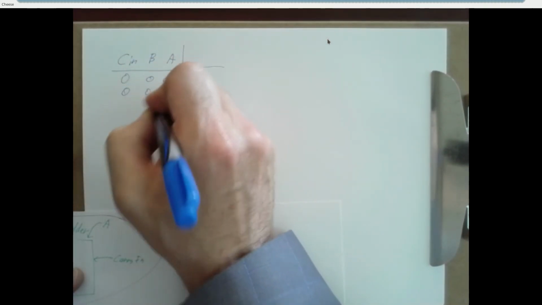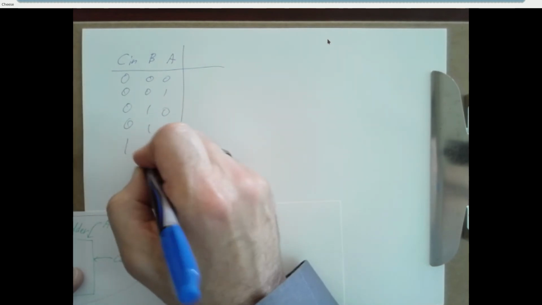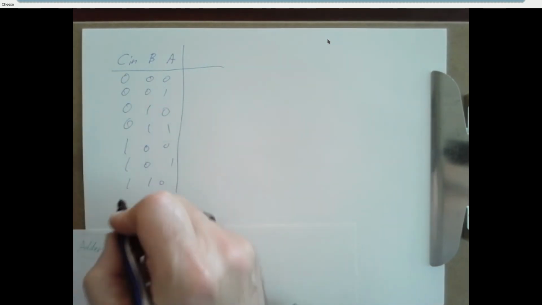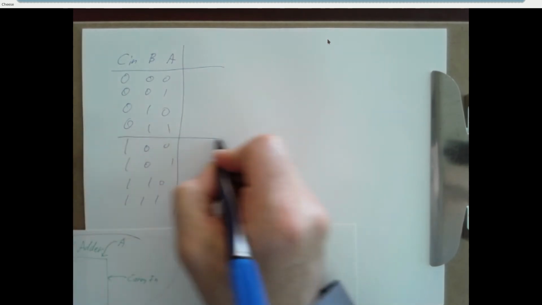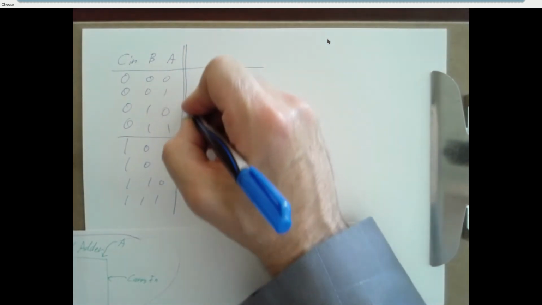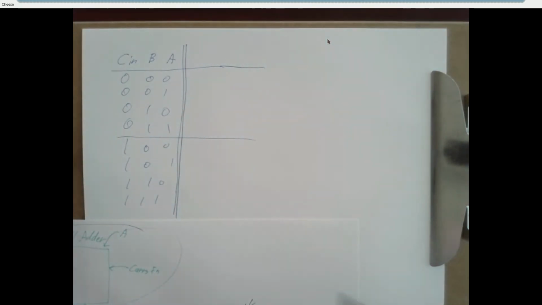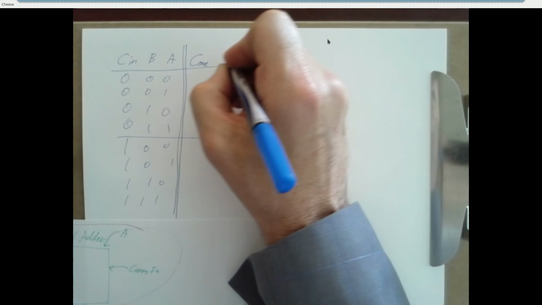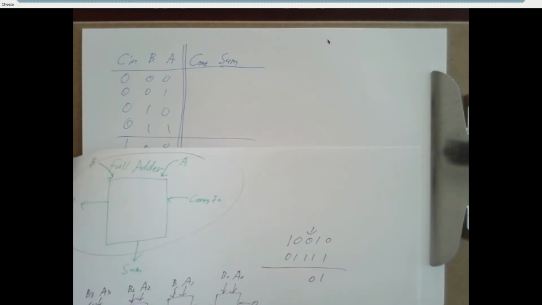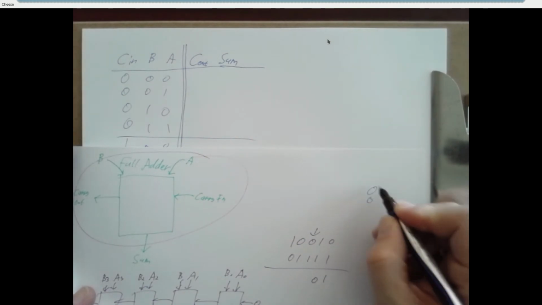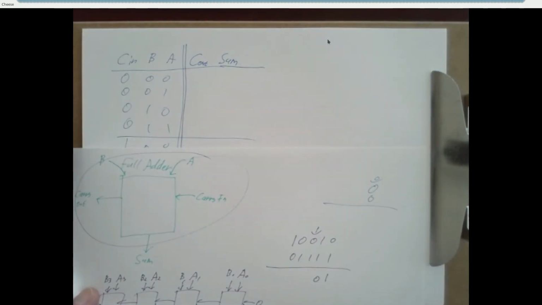And we can make a truth table. We have 2 outputs: a carry out and a sum. Now we just have to fill in each of these 8 rows. If we're adding 0, 0 with a carry in of 0, what's the sum bit? 0. And what's the carry out bit? 0. Alright, that one was pretty easy.